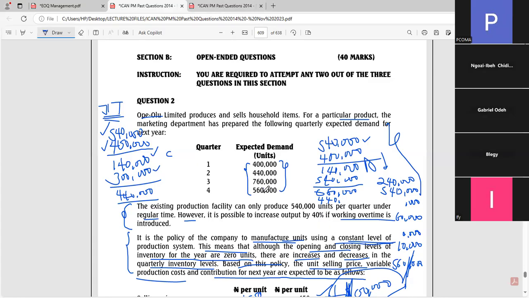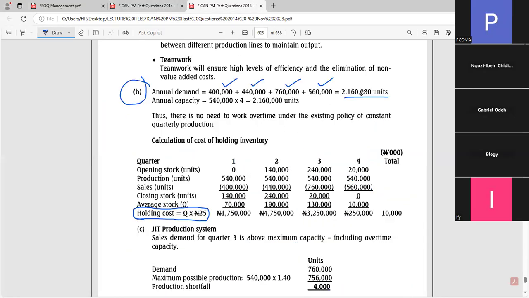400, 440, 760, 560. They added everything. That will give us our total demand. What about our annual capacity? We were told that on a quarterly basis, we must produce 540 units. So 540 units times 4 quarters will give us 2,160 units. So our demand is equal to our supply.